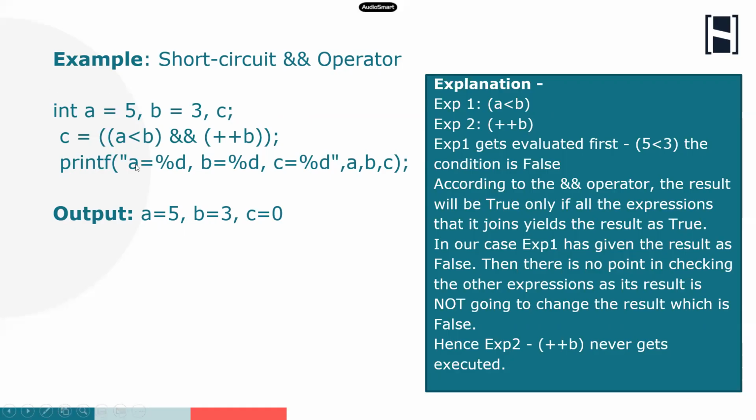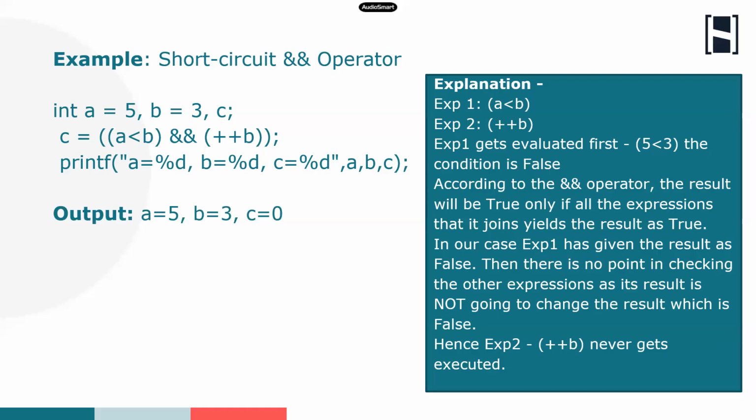Now, take the first condition, A less than B. What is the value of A? 5. What is the value of B? 3. So 5 less than 3. Is the condition true or false? Obviously false. Since the first condition itself failed, what is going to be the result? False. Because what is the AND operator? All the conditions must be true, then only the final result will be true. Here my first condition itself failed. So what is the purpose of checking my second condition? If the second condition is true also, the result is false only. If the second condition is false also, the result is false only.